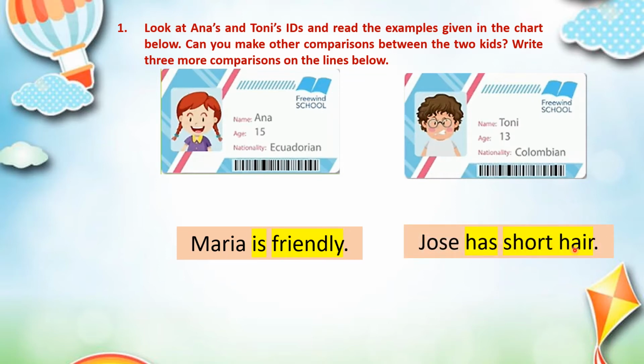Jose has short hair. Jose, third person singular. If I replace Jose by a personal pronoun, it's going to be he. And for that reason, I am using has. Jose has short hair.